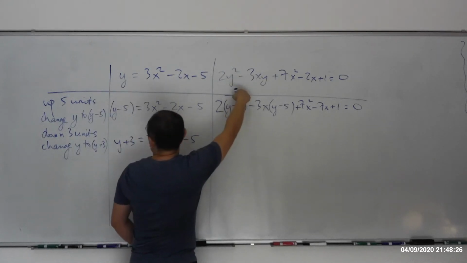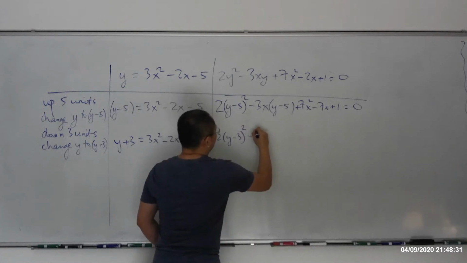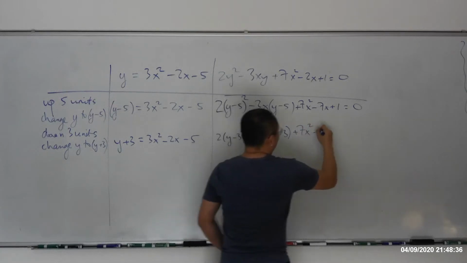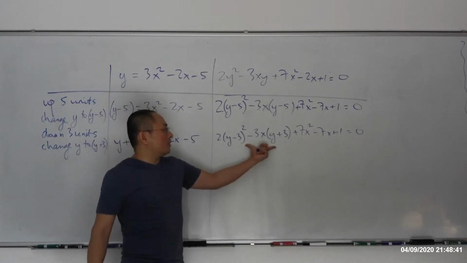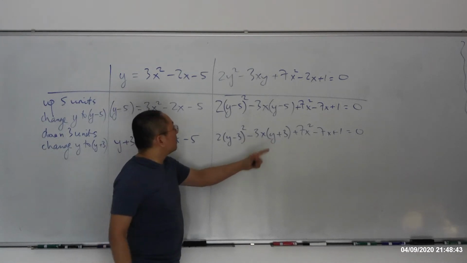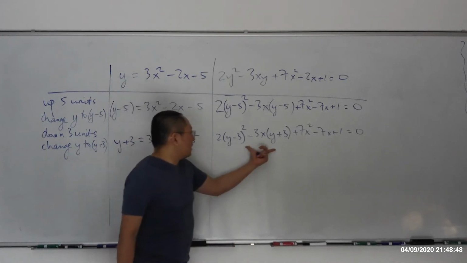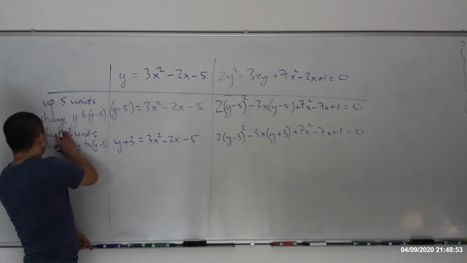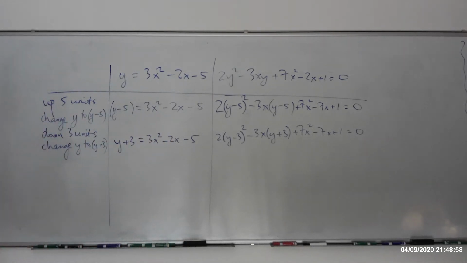This one from the original one right here becomes 2 times y plus 3 squared minus 3x times y plus 3 plus 7x squared minus 7x plus 1 equal to 0. Now, clever. This new equation right here represents the graph exactly 3 units below the original graph and looks exactly the same as the original graph. Alright, so you see it's up and down here.